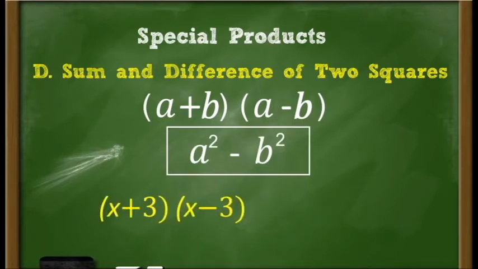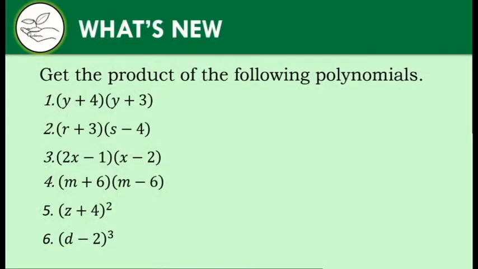Let's have an example. Let's say you're given the quantity of x plus 3 and you're going to multiply that to the quantity of x minus 3. Now, it follows the same pattern as what we have earlier. Now, how do we get the answer for this? We are going to square the first term, giving us x squared, like this, minus the square of the second term, which is 3. So that will give us 9. So the answer here is x squared minus 9. That's correct.